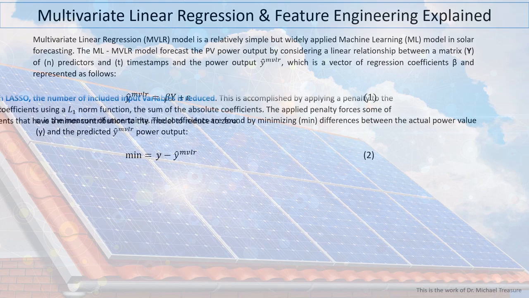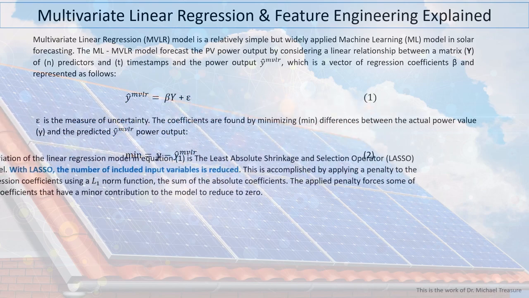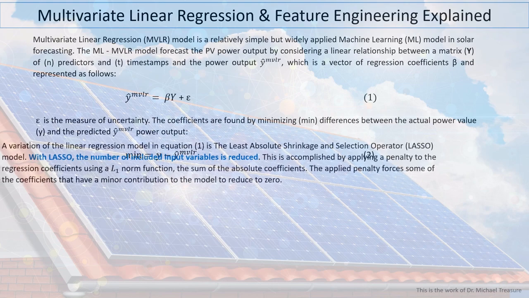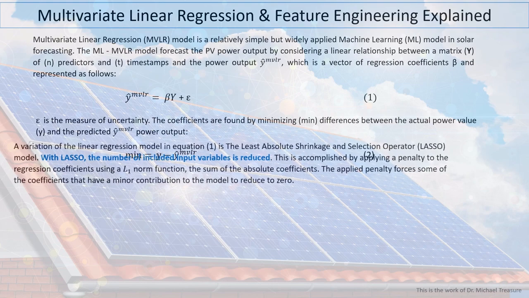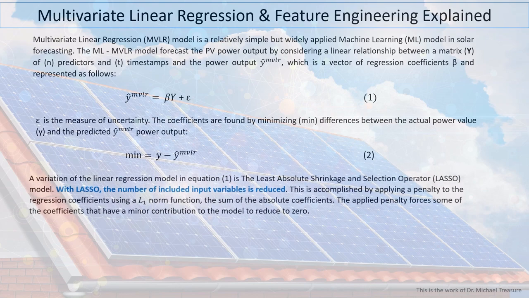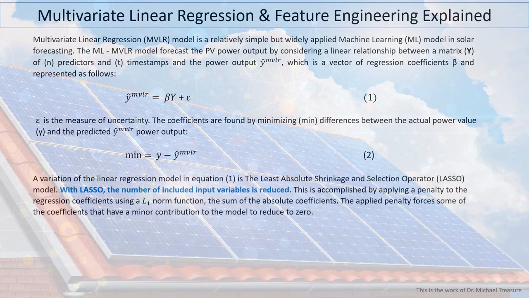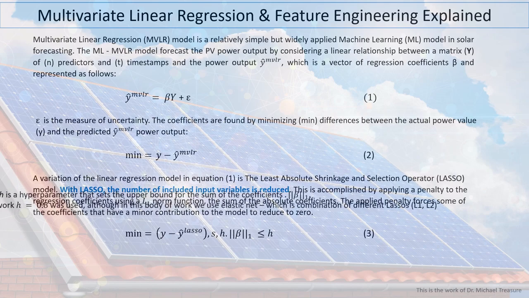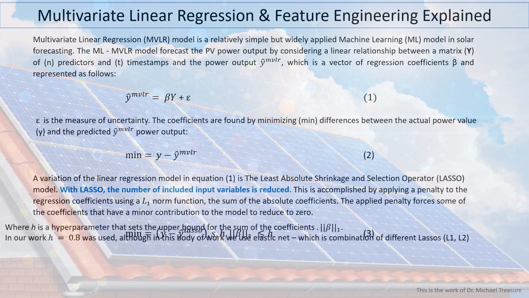A variation to the linear regression model shown in equation 1 is the least absolute shrinkage and selection operator, LASSO, model. Essentially with LASSO the number of included input variables is reduced by application of a penalty to coefficients of some variables that have a minor contribution to the target and in effect reduces these to a zero coefficient. This is represented in equation 3 as shown here. This third equation basically provides the mathematical explanation of how we were able to reduce 54 predictor features, i.e., variables, to 13.